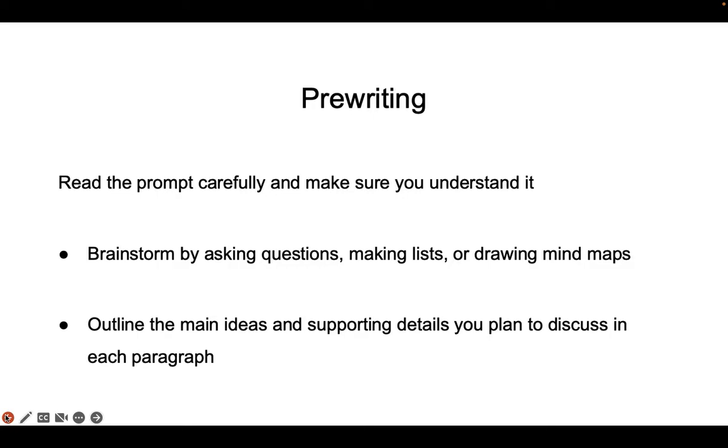Brainstorm by asking questions, making lists, or drawing mind maps. Brainstorming means thinking of as many ideas as you can and writing them all down. It does not have to be neat or organized, as long as it helps you think. Outline the main ideas and supporting details you plan to discuss in each paragraph. If you have a plan, even a simple one, writing the rough draft will be much easier, and it can save you from running into problems like running out of ideas or forgetting what you wanted to say next.